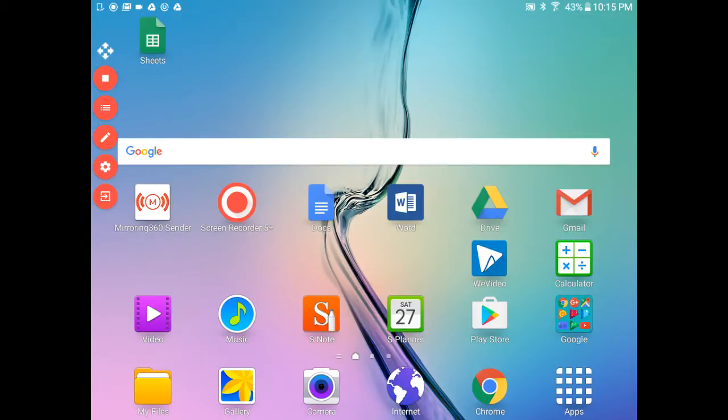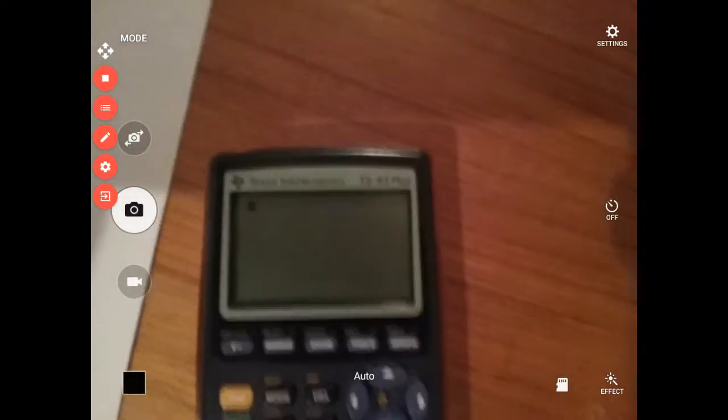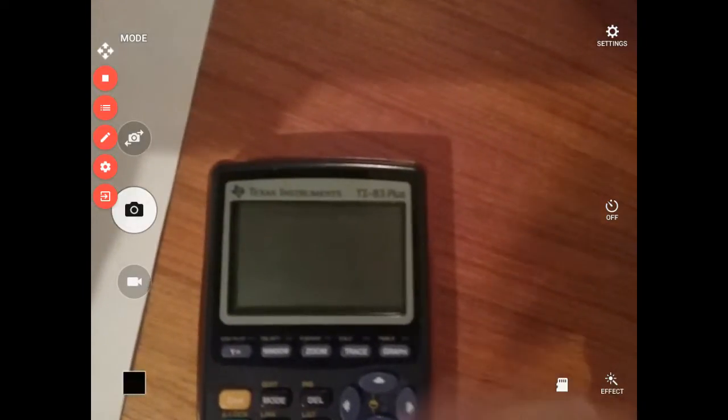Okay, so I just have to do a couple of things before I get this going. Okay, perfect. So clear. All right. Get the camera back on. There we go. Here's my TI-83 Plus. Okay, again, it doesn't focus all that well. I'm so sorry.